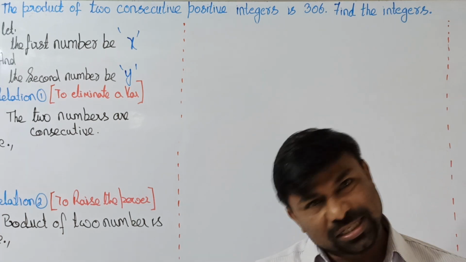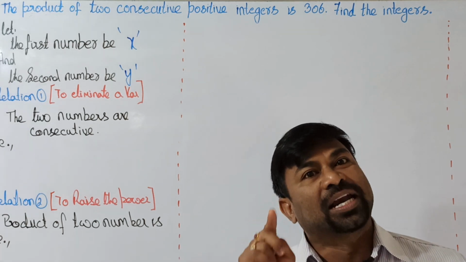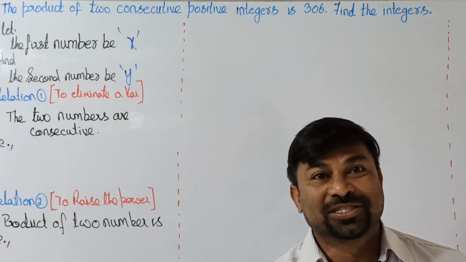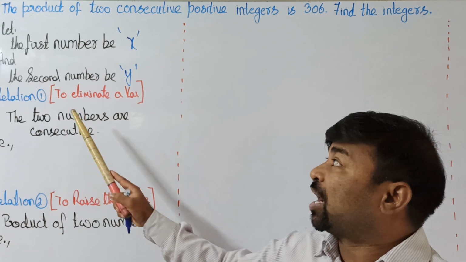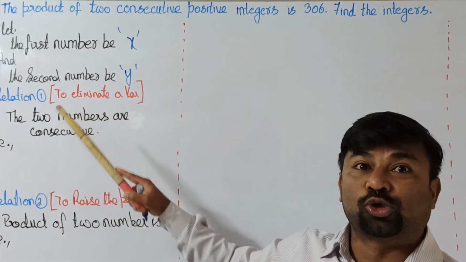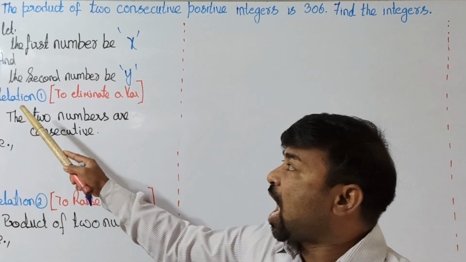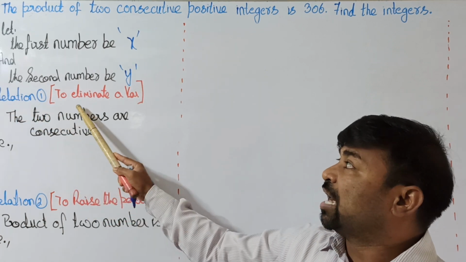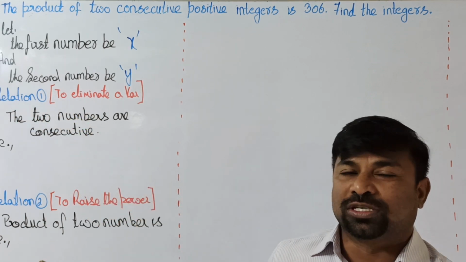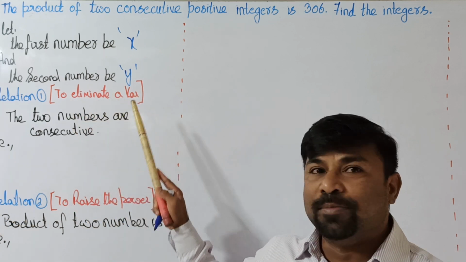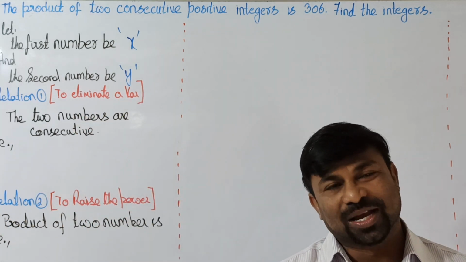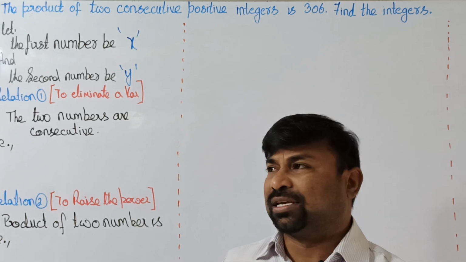Now, as I have just explained, let's go to the relations, any one of the relations. As I said to you, one of the relations is helping us to eliminate one of the variables here. That's why I like to call it relation 1, and we use this relation to eliminate the variable. Okay, so what is the word he has given?